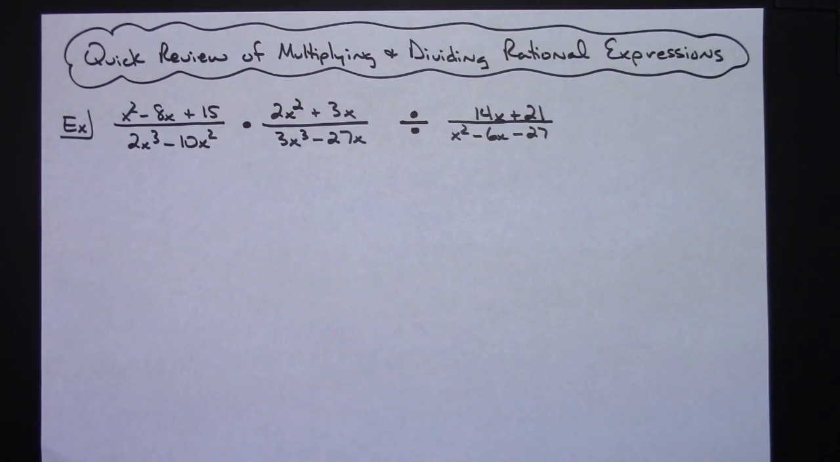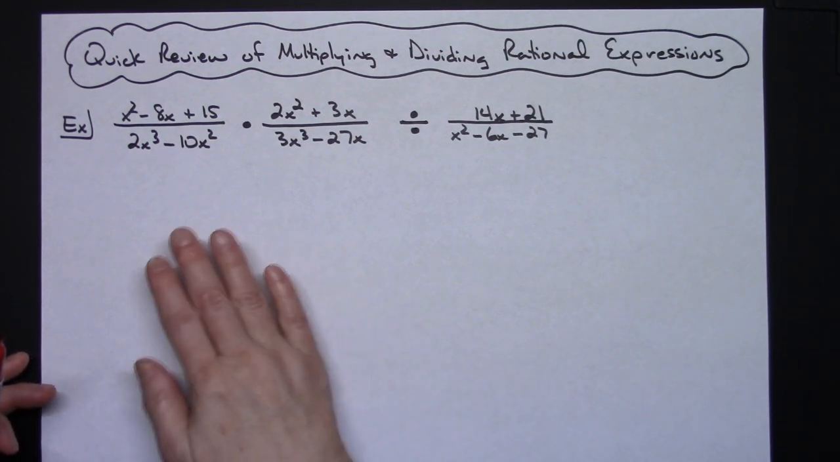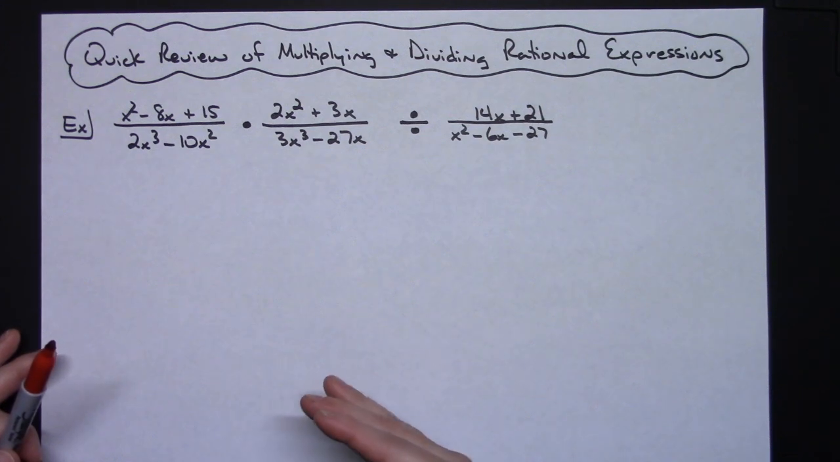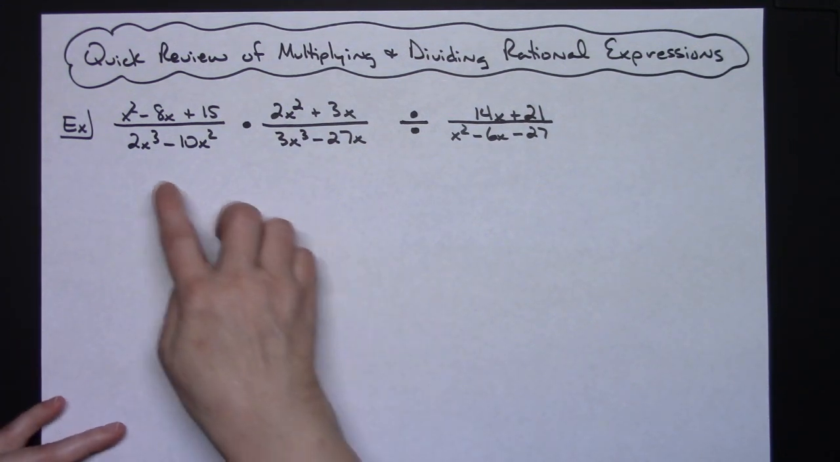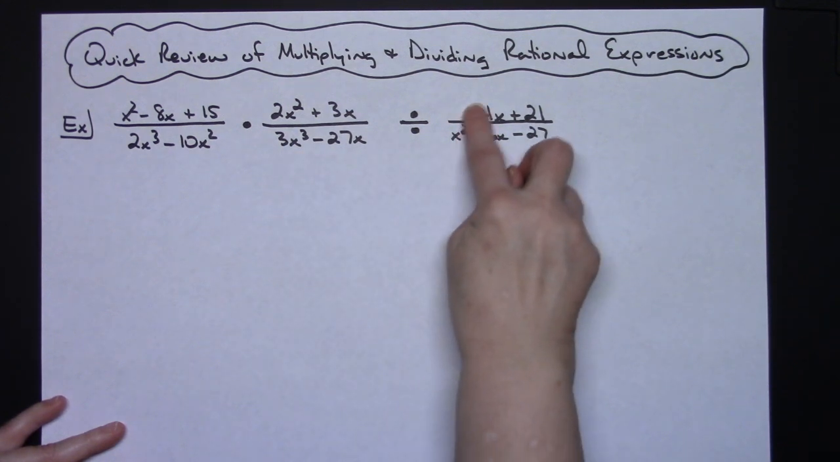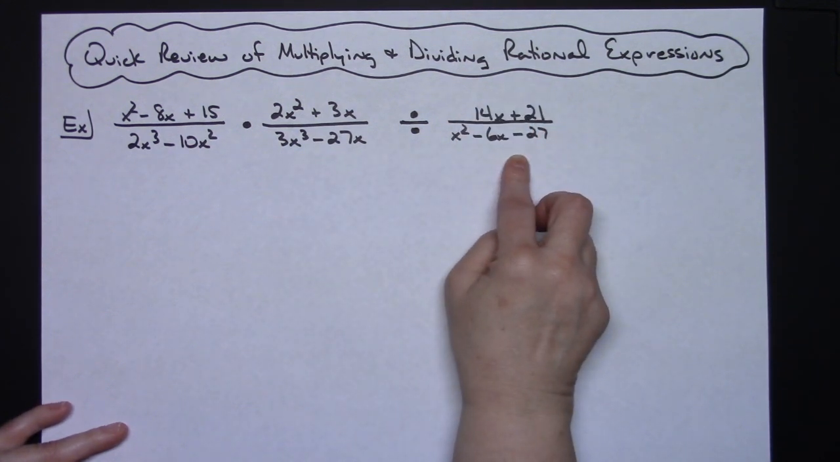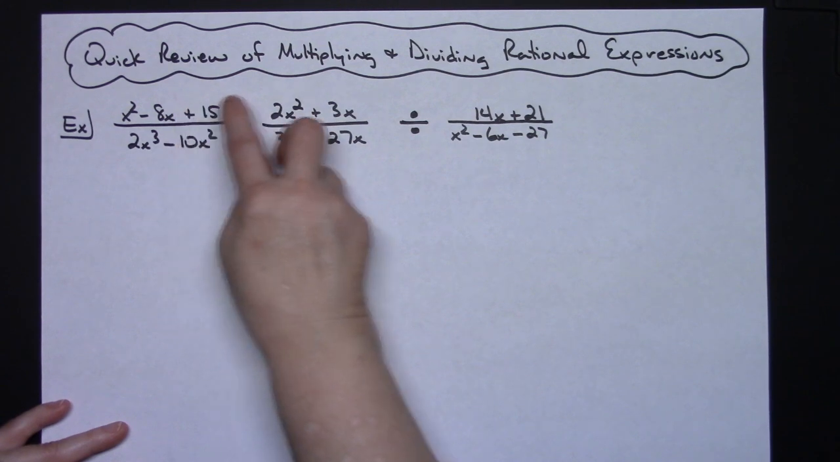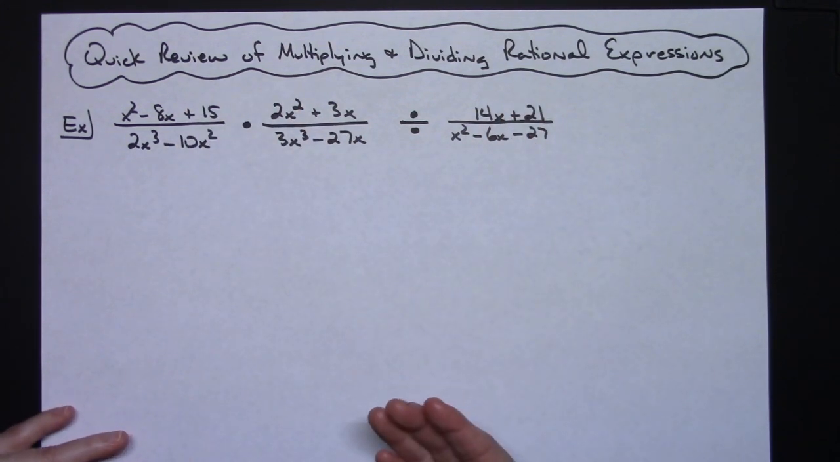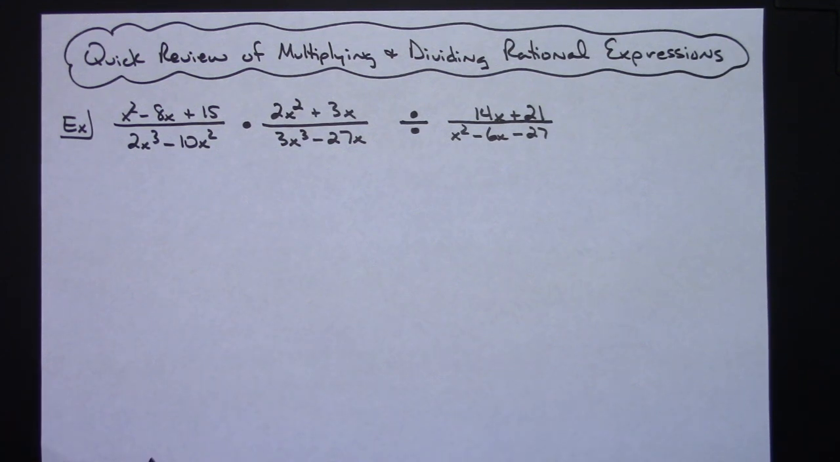In this video, I'm just going to do a really quick review of multiplying and dividing rational expressions, throwing it all together in one problem, assuming that you have already done this and you just need a refresher. So we've got one rational expression times another rational expression divided by a third rational expression. My overall goal here is to factor everything that I possibly can and cross out, and then see what's left, because we're trying to simplify this.